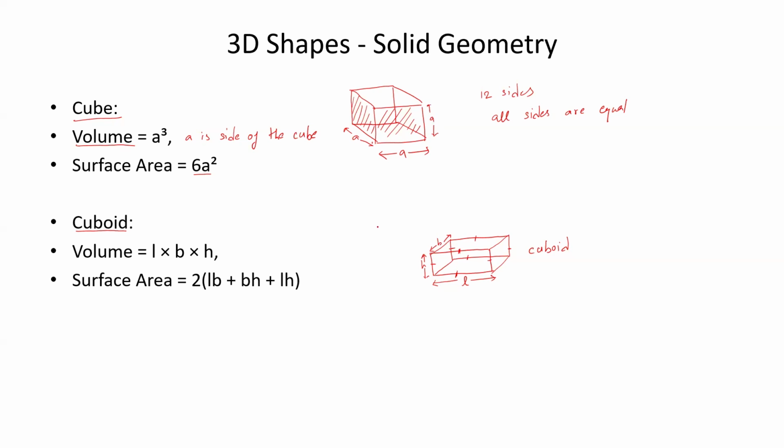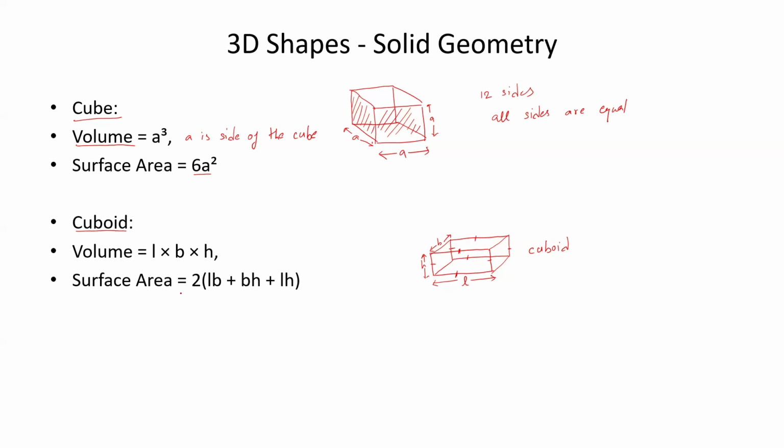You got it? So in the case of a cuboid, the volume of a cuboid is given by L into B into H. It is similar to the cube, because there all sides were equal, so it was A into A into A, so A cube. Here, all three sides are different. One side is L, other side is B, third side is H. So L into B into H.